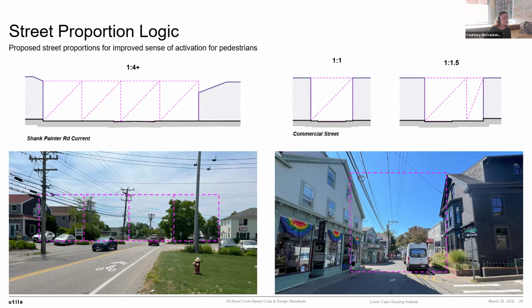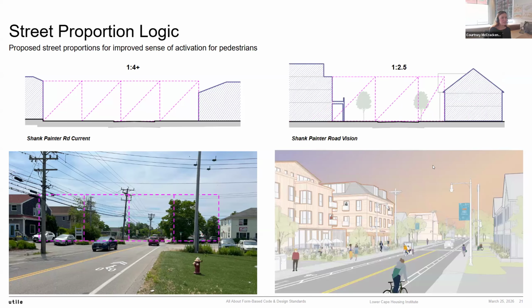However, we understand that Schaefer Road is a different type of relationship than Commercial Street, and we didn't want to recreate Commercial Street exactly. So we proposed a 1-to-2.5 relationship. Next slide. A 1-to-2.5 relationship, where our buildings are set back a little bit further, yet still creating a really great relationship to the street based on the height of the buildings.